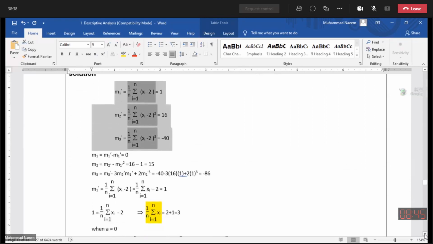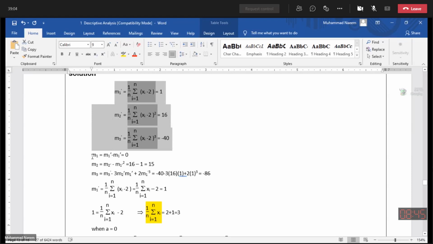Okay, first of all, we must know what is given. First moment about 2 is given. Second moment about 2 is given. Third moment about 2 is given. And they are denoted by M1 prime, M2 prime, M3 prime. And we have relations of the moments about mean.